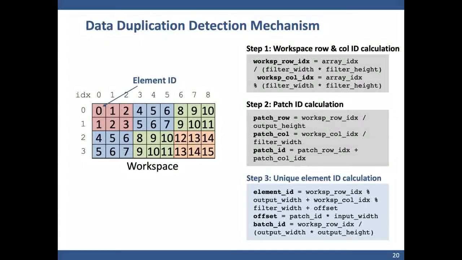Since horizontal stride replicates data within a patch, we use patch IDs as a starting point of the duplication pattern inside the patch. The resulting element IDs correspond to the indices of the unexpanded input data. For example, we expanded a 4x4 input into a 4x9 workspace. Calculated element IDs are mapped into values between 0 and 15, and each corresponds to one of the 16 input data.